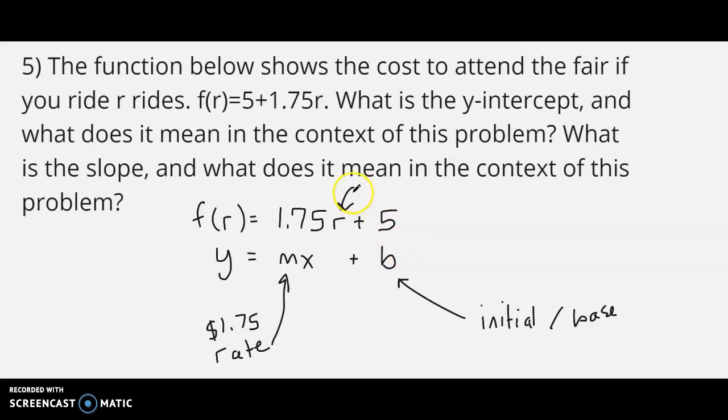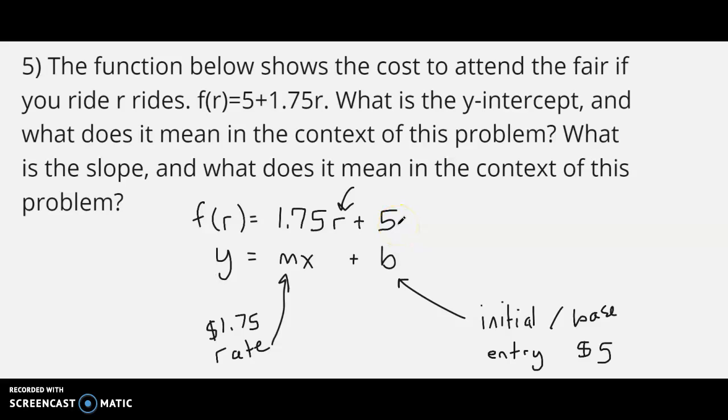Look, so let's say you ride 0 rides. Let's say you put a 0 in for R. 0 times 1.75 is 0, leaving you with 5. Okay, so 5 must be the entry fee. It's like before you do any rides, when you just enter the fair. Think of this as the entry fee, $5. So no matter how many rides you ride, you still have to pay the $5.